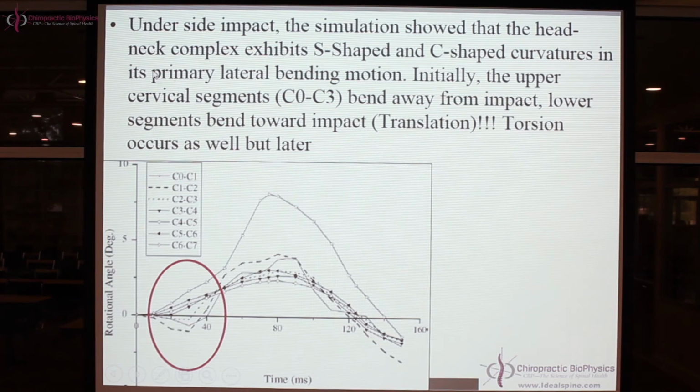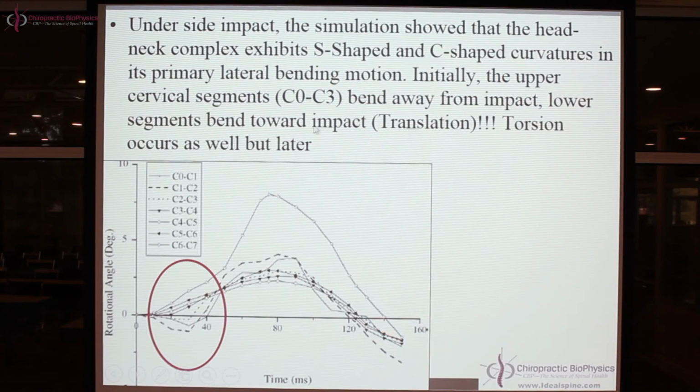So here's what happens. Initially, the upper cervical segments bend away from the side of impact. Okay? What that means, you get hit on the right side, your upper segments are going to bend to the left. I'll make sense of this in a second for you. The lower segments bend towards the impact. So I get hit on the right, my lower segments will bend to the right. Twisting will occur, but later on.